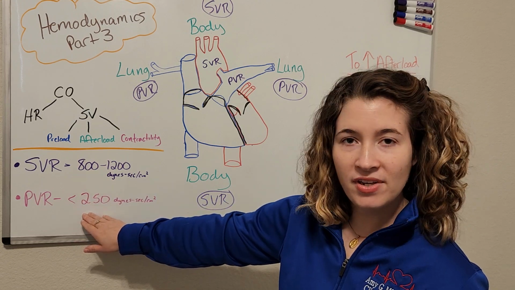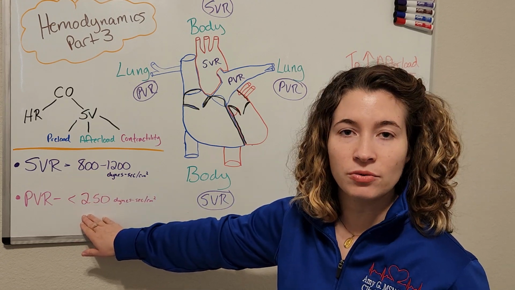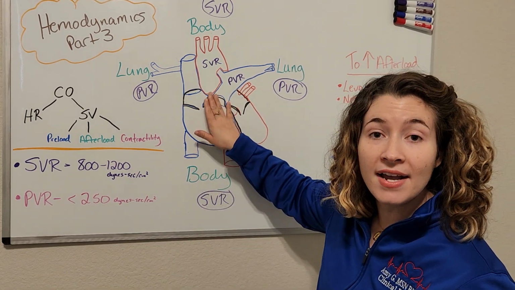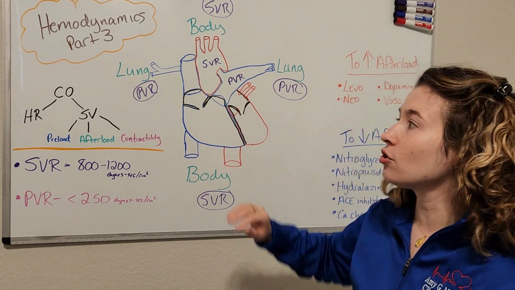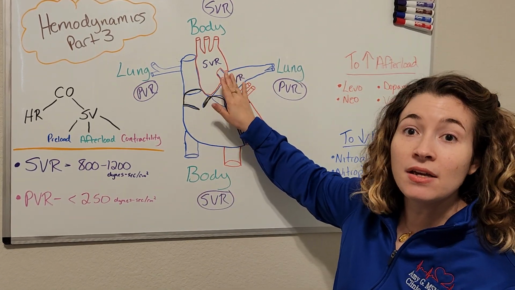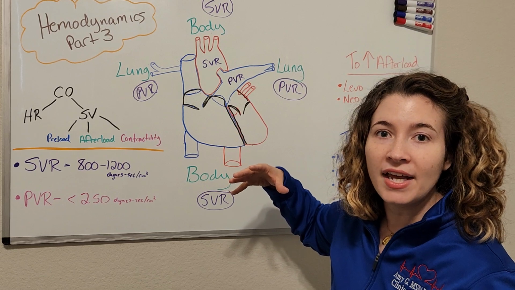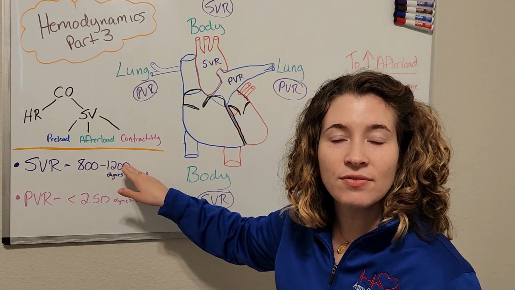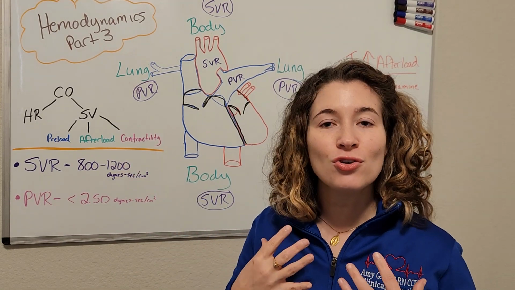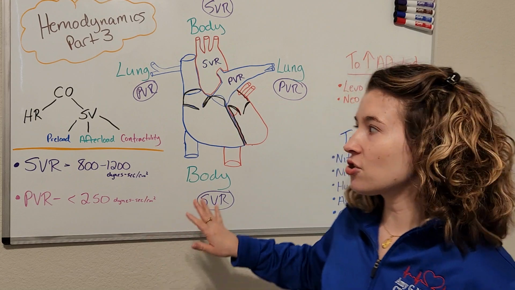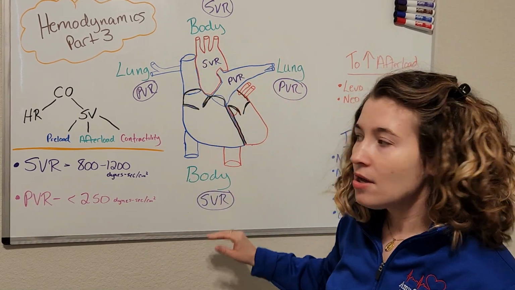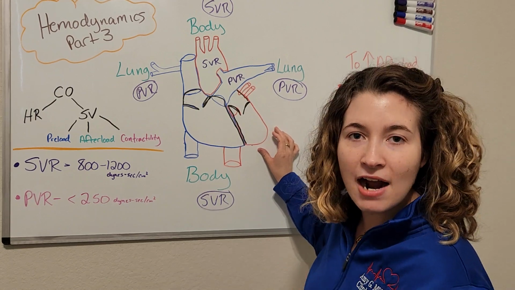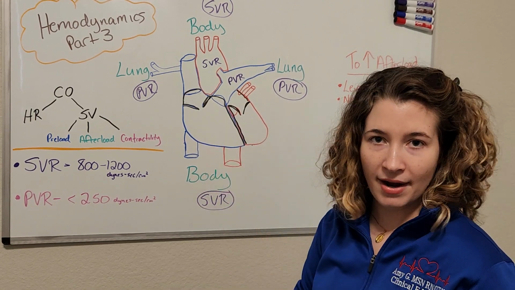Whereas the PVR is pulmonary vascular resistance, and that's going to be the afterload on the right side of the heart. So pulmonary vascular resistance is on the pulmonary side of things. Notice how this number is much smaller than SVR, and that's because there's not as much surface area in the lungs as there is in the rest of the body. So the left side has to pump against a much higher afterload than the right side.